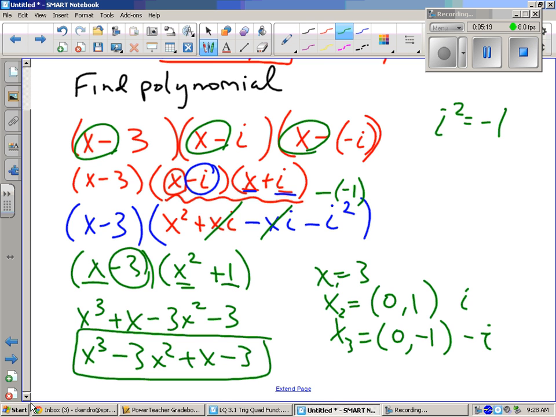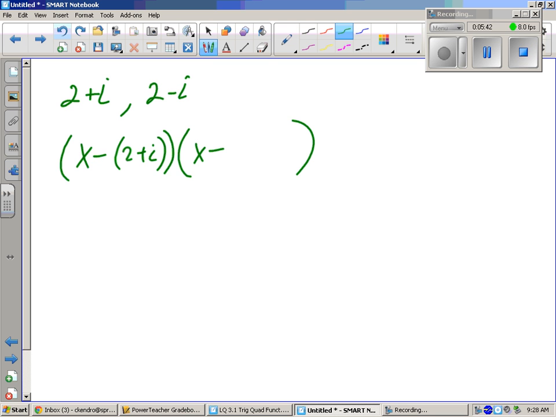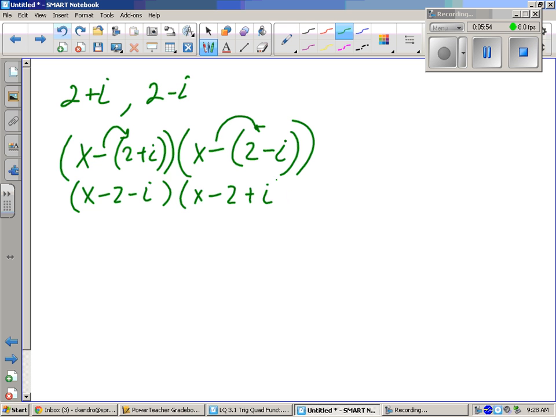Now, what if I give you i plus 2? Well, let me back that up. Oops. What if I say 2 plus i? You always put the imaginary part last. Well, then 2 minus i is automatically one too. Now, setting this up, I still do x minus, but I have to put in this, so it's going to look a little bit weird. So distribute the negative, so I have x minus 2 minus i, and distribute the negative here, and I get x minus 2 plus i.